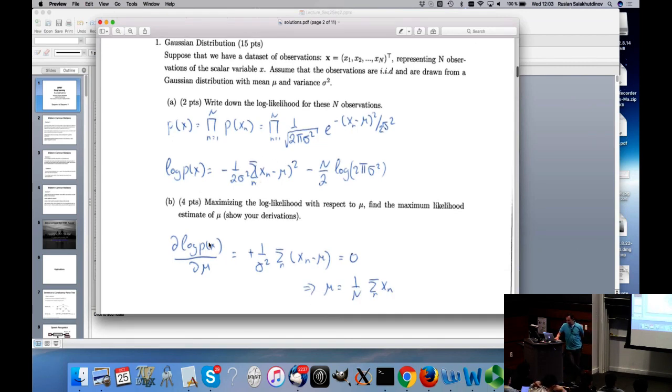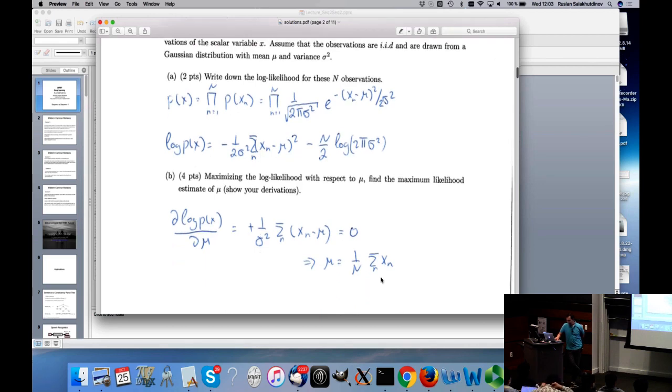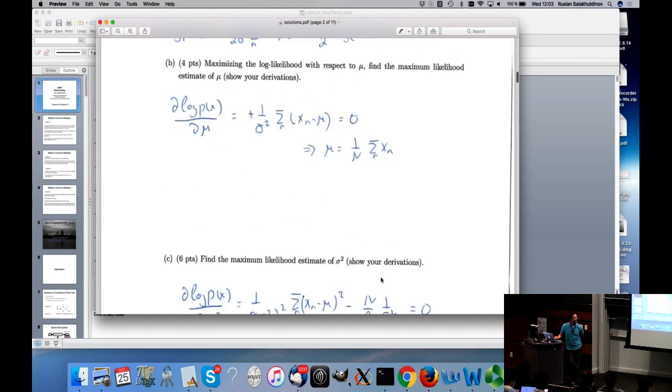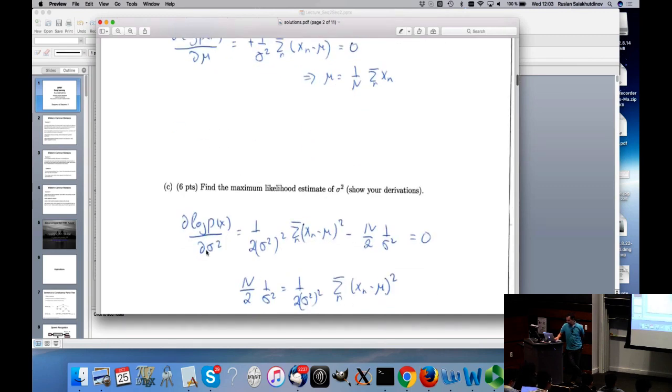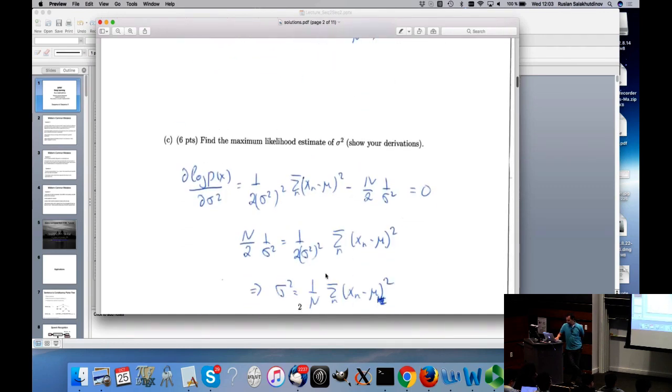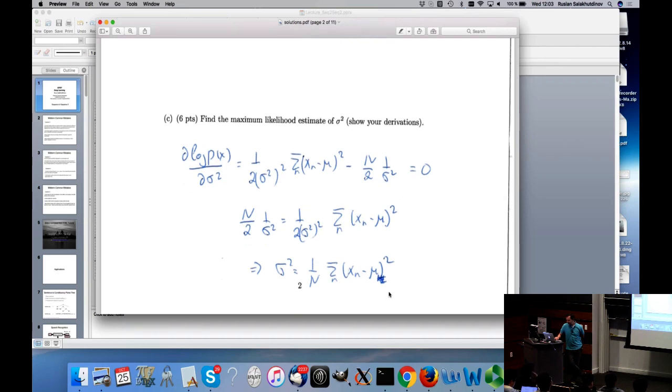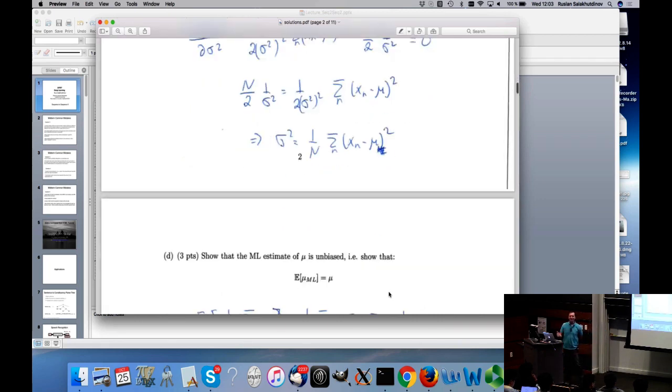Take the derivative of the log likelihood with respect to the mean, set it to 0, and you get the maximum likelihood estimate, right? Take the derivative of the log likelihood with respect to the variance, a little bit of math, and you get the variance. Okay, hopefully if you just look at the book, it's pretty trivial.